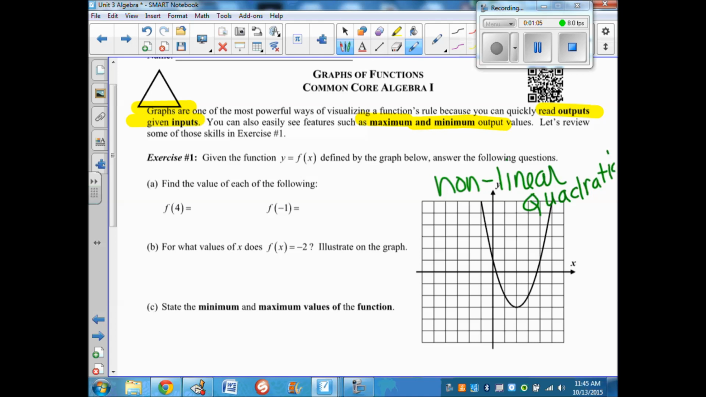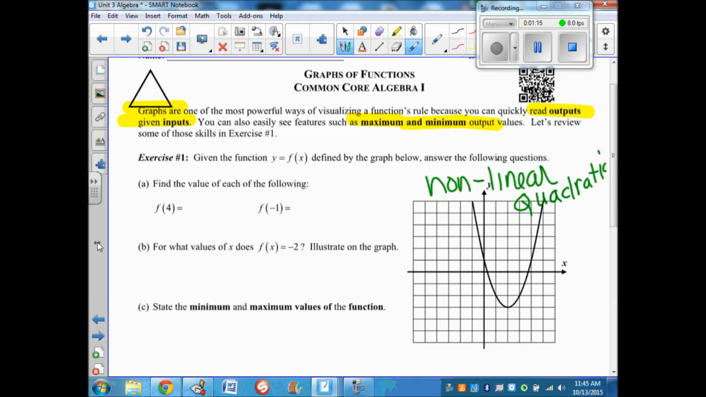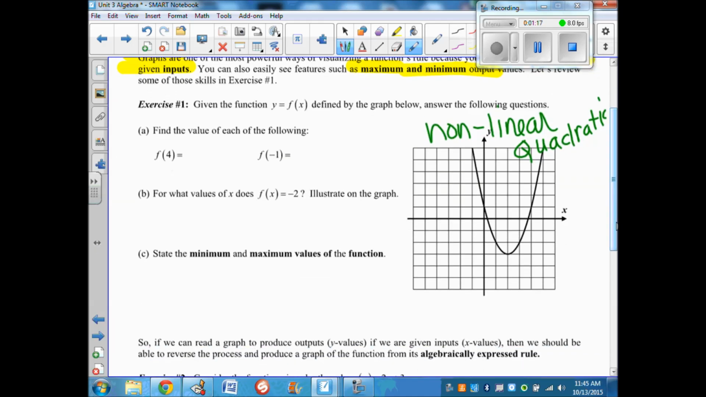It says find the value of each of the following. I've got f of 4. So f of 4 tells me that my x value is 4, so go ahead and read from your graph, 1, 2, 3, 4, and what's the value of it? It's 1. What about f of negative 1? Go and meet the graph. f of negative 1 is a positive 6.